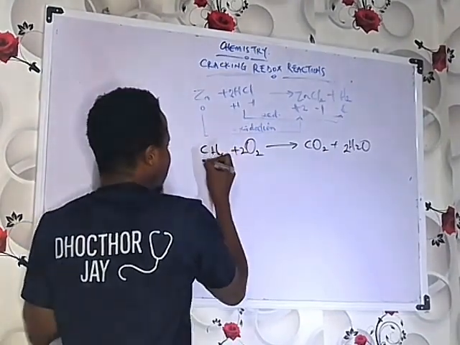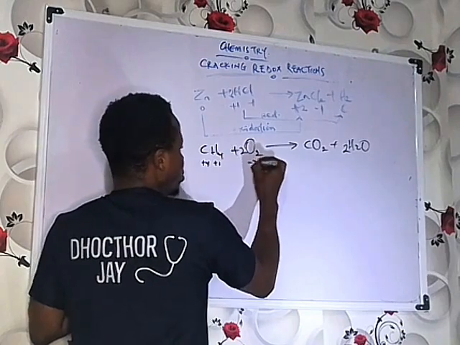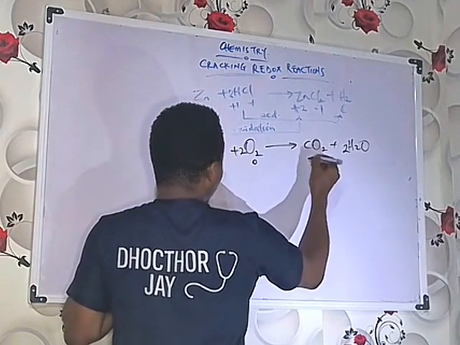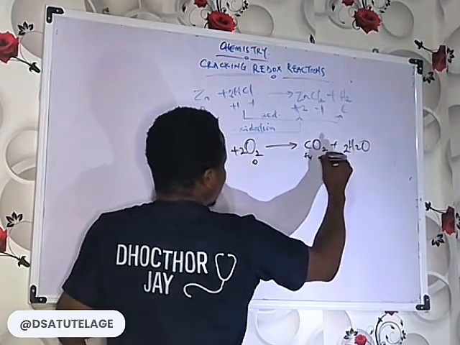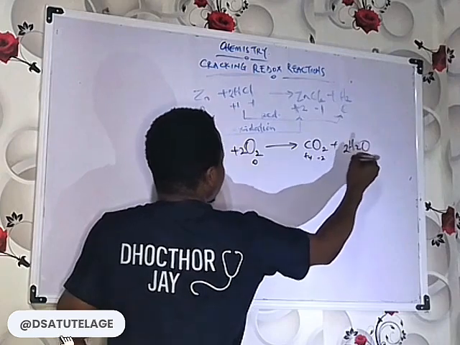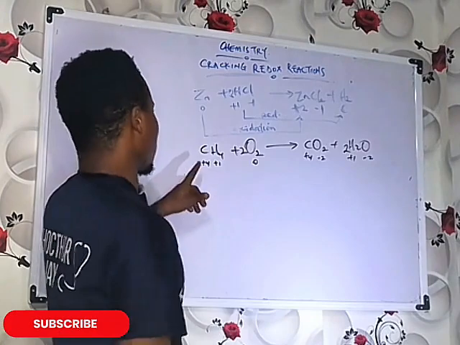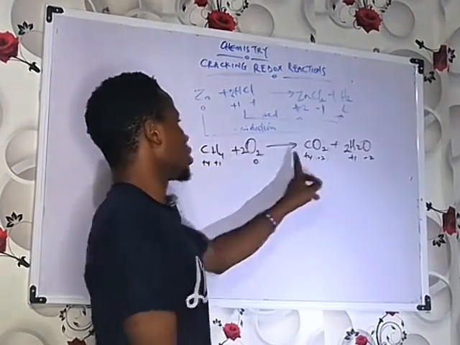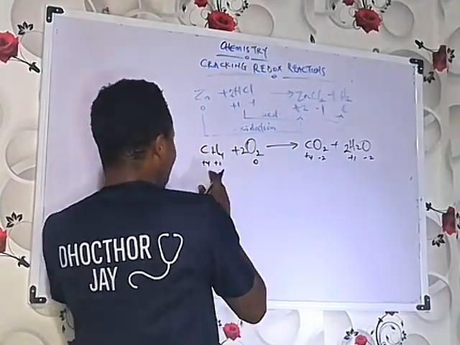So you say carbon, of course, +4, hydrogen +1. Oxygen in a stable state is going to be 0. So carbon here is still +4. Oxygen here is -2. Hydrogen is +1. Oxygen is -2. So we check. Carbon here, +4, hydrogen +1, oxygen 0, -2. Okay, let's check. Maybe we have an error.